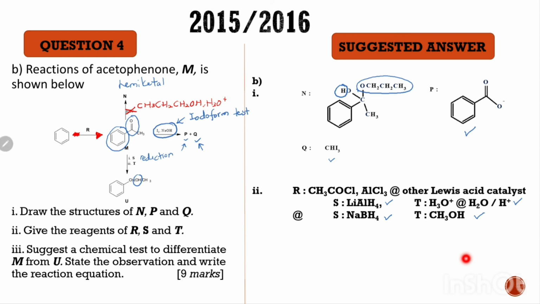So, benzene will undergo Friedel-Crafts acylation. Untuk dapat acetophenone, kena tahu reagent untuk Friedel-Crafts acylation. Okay, CH3COCl, in the presence of Lewis acid as a catalyst, AlCl3.